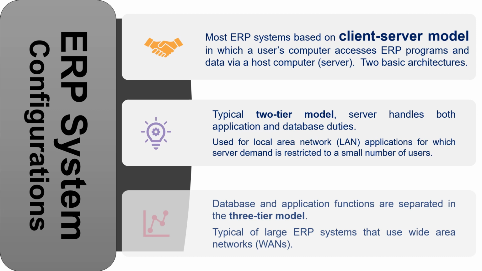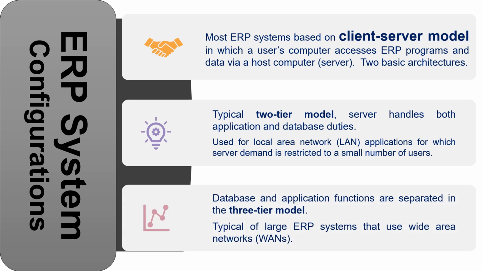Then we have that database and application functions are separated in the three-tier model, typical of large ERP systems that use wide area networks, WANs. So we have two main configurations of ERP systems. We have the two-tier model, which is for a small number of users. We also have ERP systems for large numbers of users using the three-tier model.